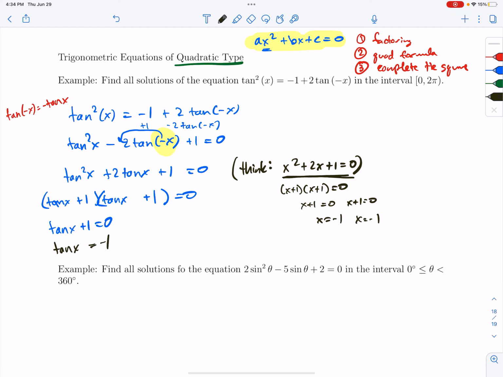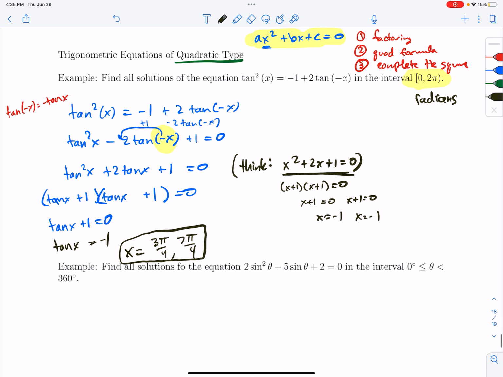So tangent of x is equal to -1. And then we want to think, when is tangent equal to -1? Well, tangent is negative in quadrant 2 and 4. And this occurs when the sine and the cosine values are the same. So thinking back to our instructions, we want this to be in radians. So my x value is going to be, well, what radian measure has sine and cosine the same in quadrant 2 and quadrant 4? So it's going to be 3 pi over 4 and then 7 pi over 4. So those are the solutions.